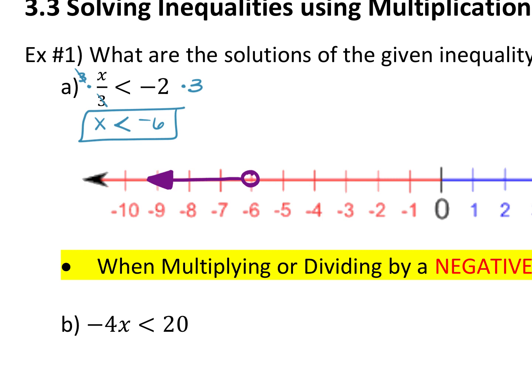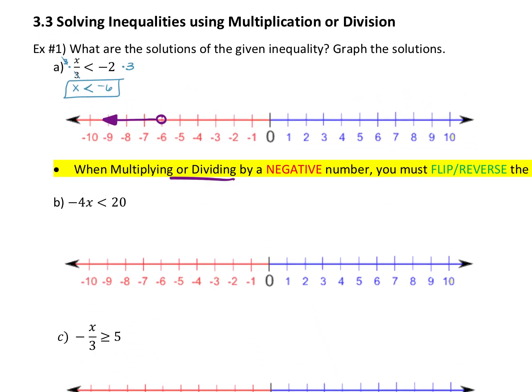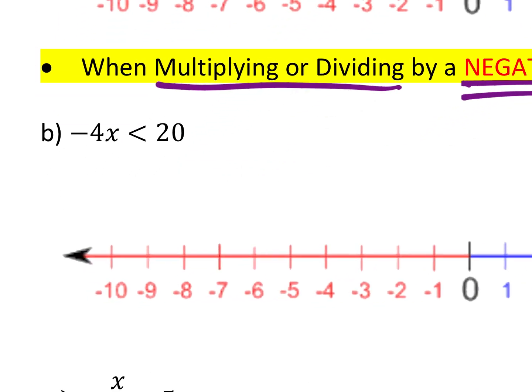Okay? But here's where things change. If you are multiplying or dividing by a negative on both sides, you have to flip your inequality. Okay? So take a look at this one. If I were going to solve this right now, I would do what? Divide by negative 4. Now, when both sides get divided by a negative, you have to flip. So your x is still here, but now your less than becomes greater than. Okay, because we divided by a negative. That changes things around. So 20 divided by negative 4 is negative 5.